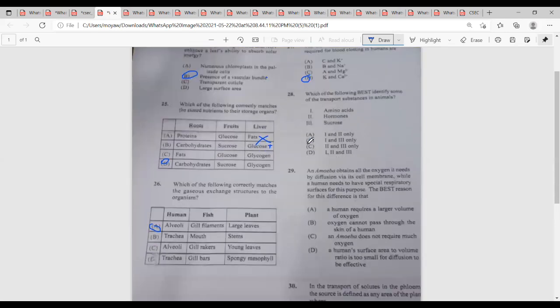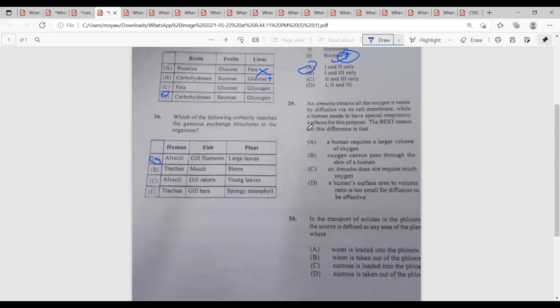Question 28. Which of the following best identifies some of the transport substances in animals? So we have amino acids, hormones, and sucrose. So we're looking for transport substances. So which one identifies transport substances in animals? So everything except sucrose. Not in animals, but in plants. So we have 1 and 2, which is A.